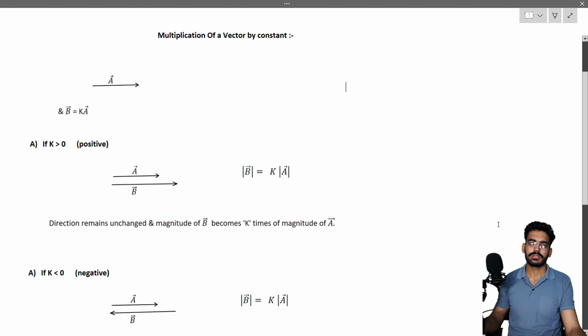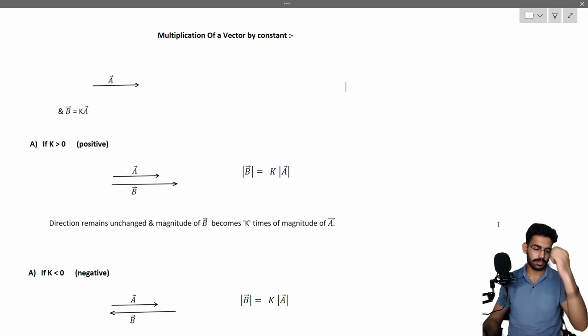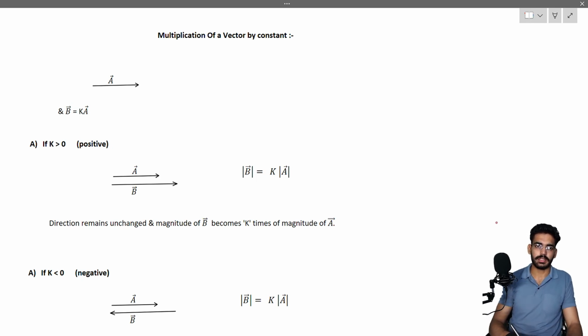Hello students. In the next videos, we are going to see different kinds of operations that we can apply on vectors. The first thing we are going to see is the multiplication of a vector by a constant. If we have a vector and I multiply it by some constant k, what is the effect on that vector? How will it change? Will its magnitude increase or decrease, and which direction will it take?